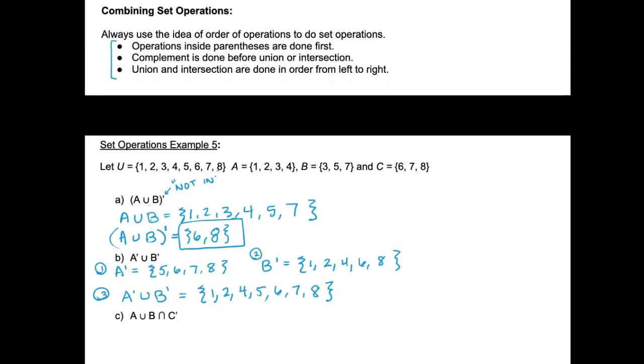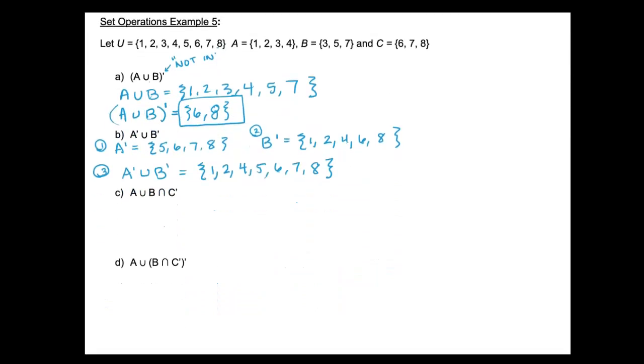And then for C, okay, so let's go down to C. This one, we want to make sure we're working from left to right, and we're going to do the complements first. So before we do anything, so step one, I'm going to do C complement. So I'm going to look at what's in C, 6, 7, and 8, and then I'm going to look at the universal set and say, okay, what is not in C? Well, 1, 2, 3, 4, 5. C has 6, 7, and 8, so I'm done. So that would be C complement.